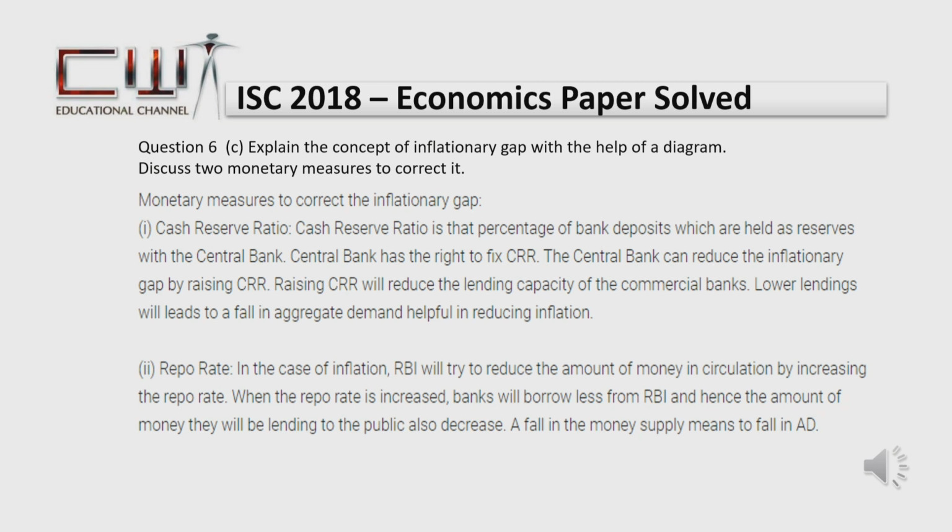Next is the repo rate. In case of inflation, RBI will try to reduce the amount of money in circulation by increasing the repo rate. When the repo rate is increased, banks will borrow less from RBI, and hence the amount of money they will be lending to the public also decreases. A fall in the money supply means a fall in the aggregate demand.